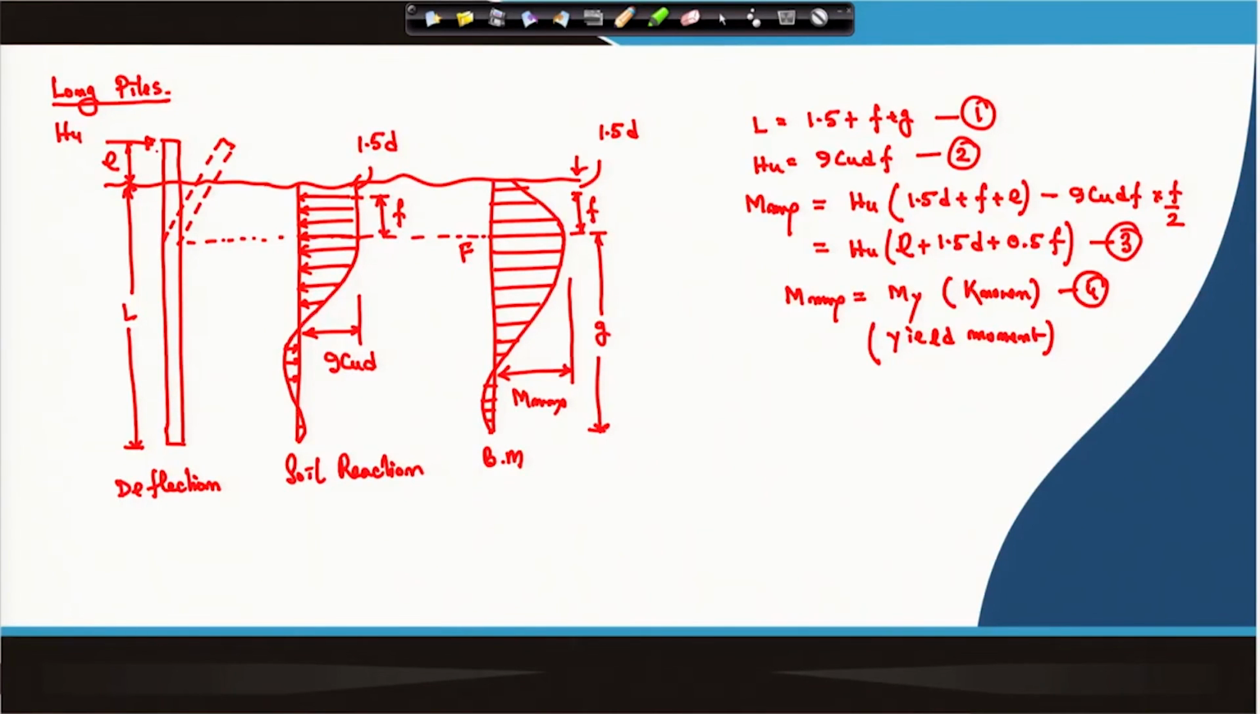Based on these equations, charts have already been developed. So we can directly use those charts, and then we can design or calculate the ultimate load carrying capacity of the laterally loaded pile. So, the ultimate lateral load carrying capacity of the pile.